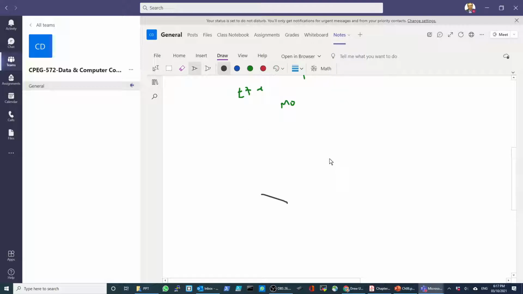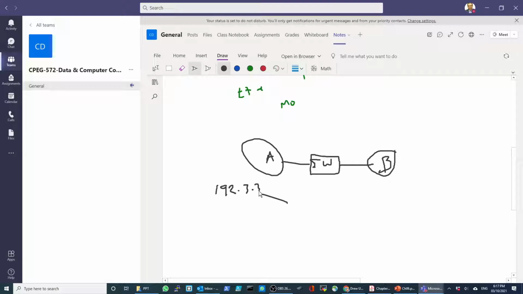All right, guys. So last time, for example, if I have a switch here, that's a switch, and I have a node, let's call it A, and another node, let's call it B. Let's give them IP addresses: 192.3.3.4 and 192.3.3.10. Do you think these two nodes will be able to communicate or no?